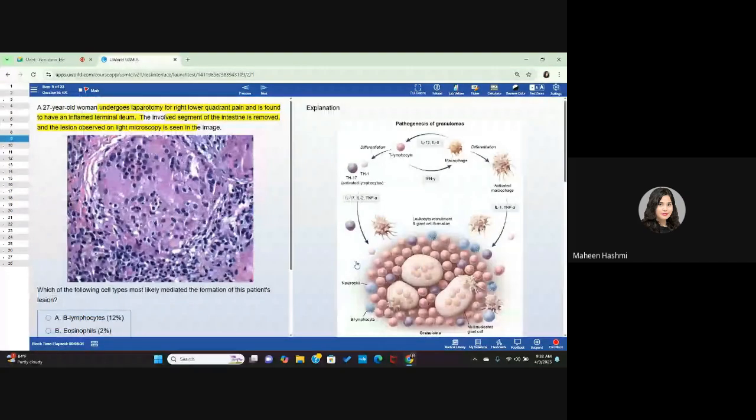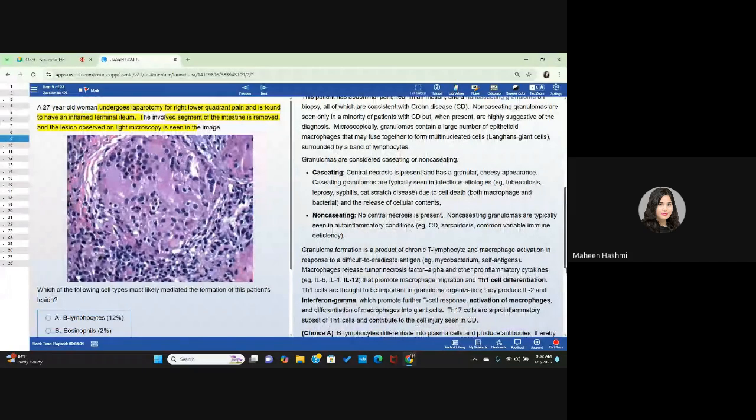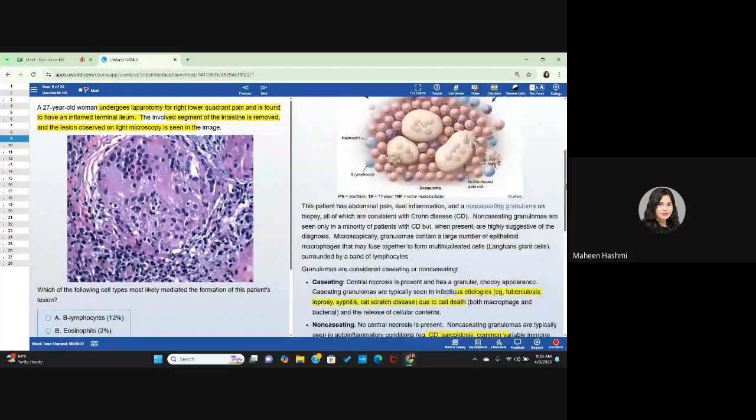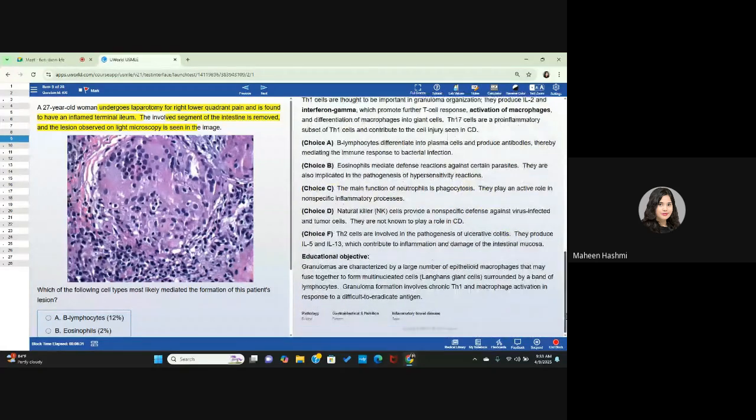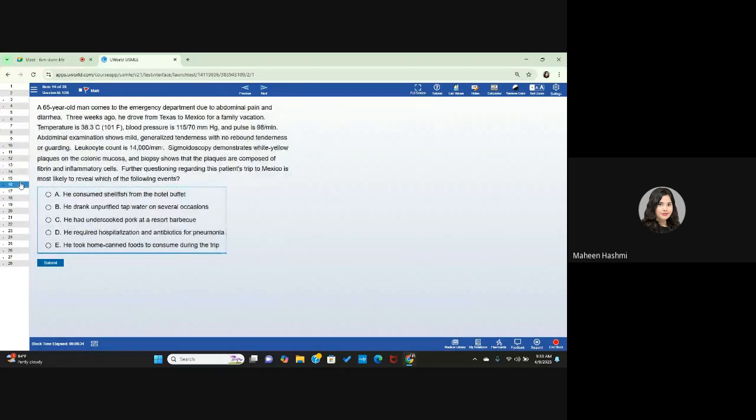Again, we're talking about granulomas, caseating and non-caseating. Two types of non-caseating you usually see in Crohn's disease, sarcoidosis. Caseating you usually see in tuberculosis, leprosy. Again, high yield conditions are what I highlighted. Again, very easy question. I am looking for difficult questions so that you guys can tell me. All right.